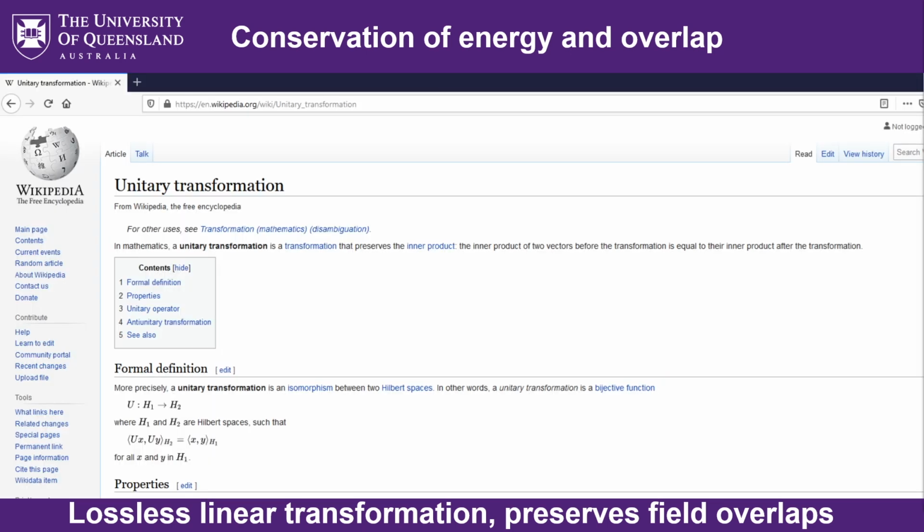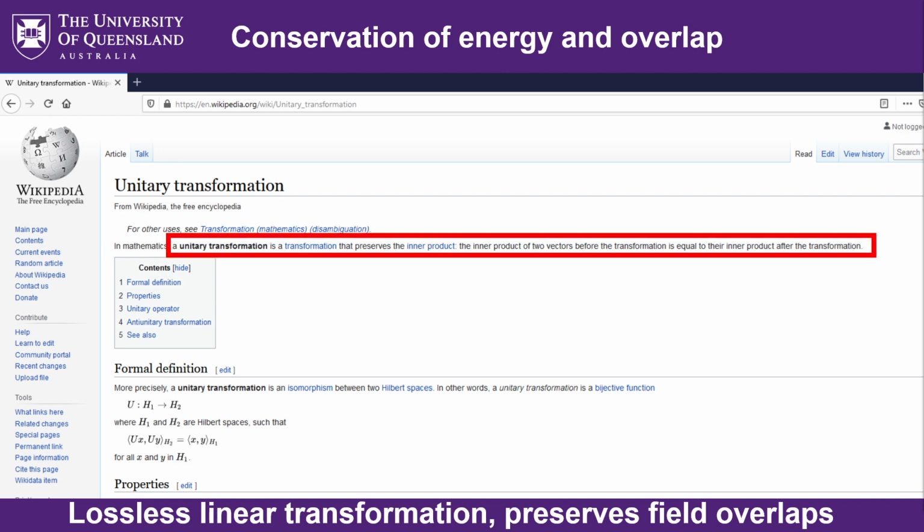Mathematically, a unitary transform preserves the inner product, the overlap. Meaning if two things were orthogonal before the unitary transformation, they're still orthogonal after the unitary transformation. If they had some overlap before, they've got the same overlap after. If they were the same field before with perfect overlap, then they're the same field after.